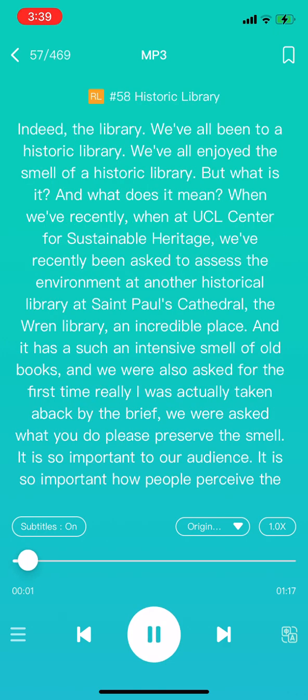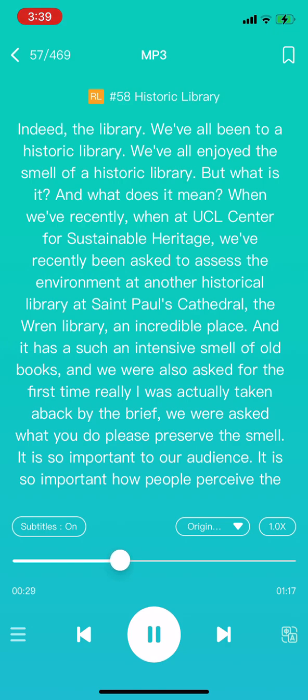Indeed, the library. We've all been to a historic library. We've all enjoyed the smell of a historic library. But what is it and what does it mean? At UCL Centre for Sustainable Heritage, we've recently been asked to assess the environment at another historic library at St. Paul's Cathedral, the Wren Library, an incredible place. And it has such an intensive smell of old books.